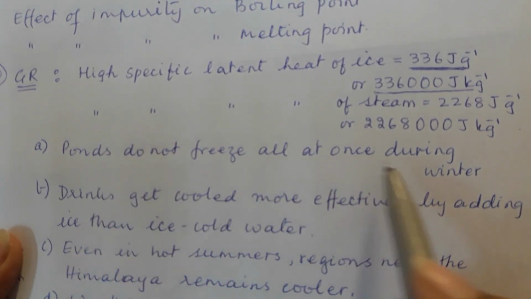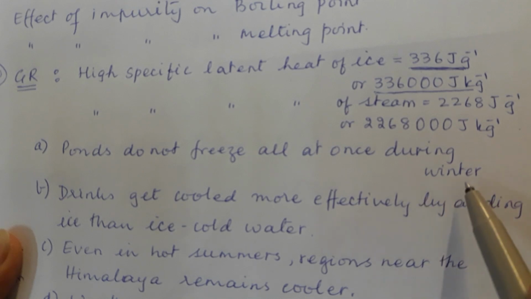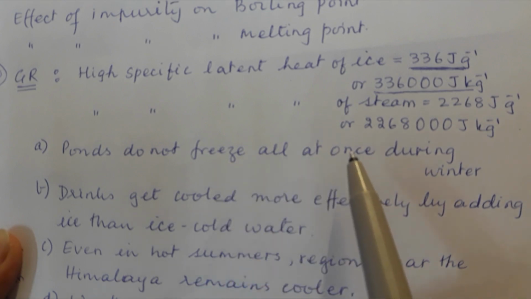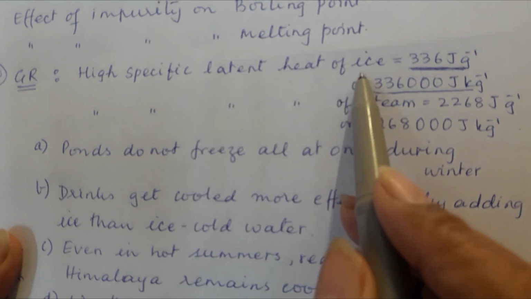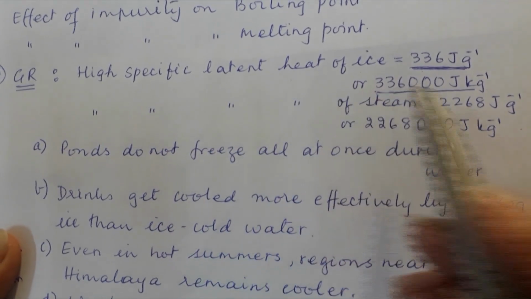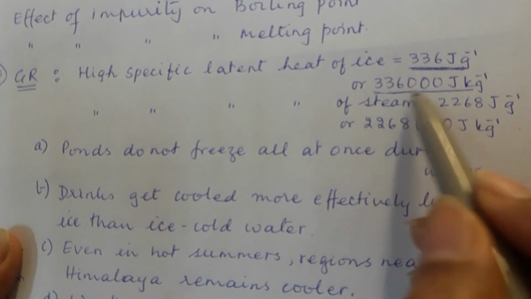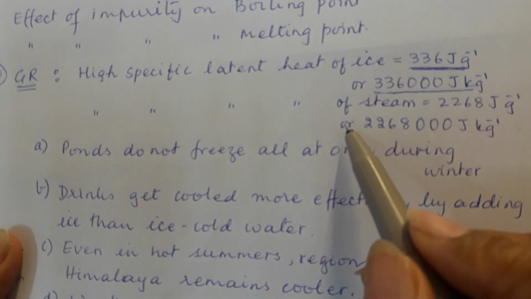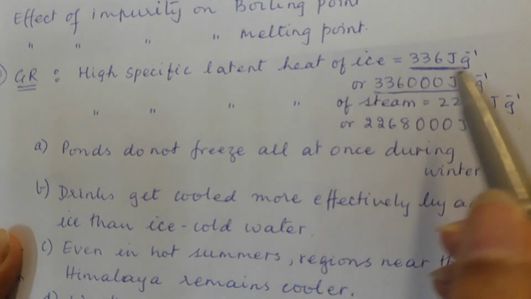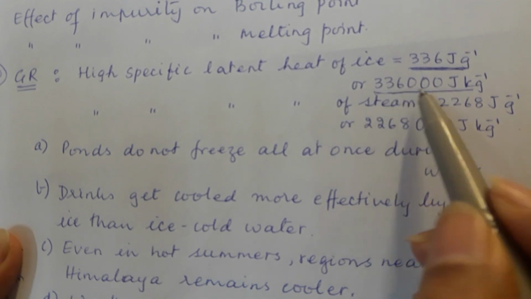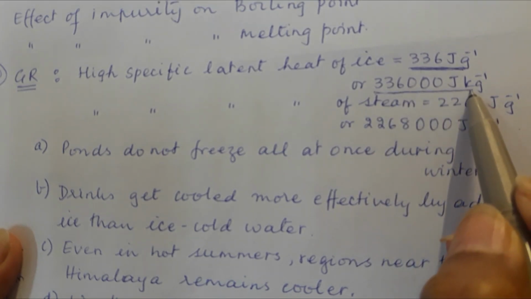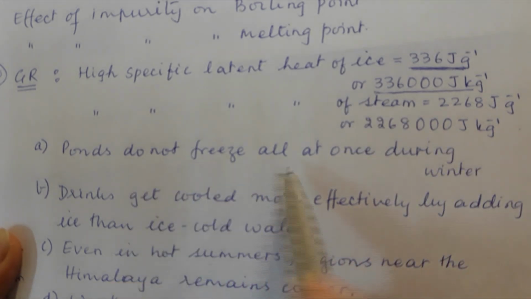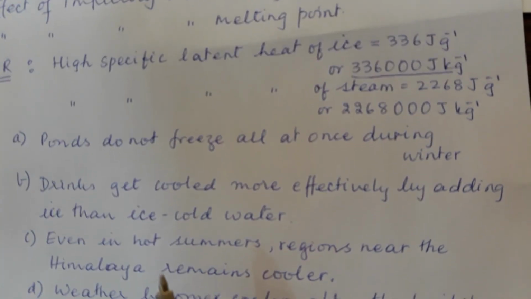Ponds do not freeze all at once during winter. Now when we write the answer for something like this, we know that during freezing water is going to liberate heat. So you start with ice has very high specific latent heat of fusion, which is 336,000 joule per kg. Hence each kg of water at 0 degrees C is going to liberate or give out 336,000 joules of heat energy in order to become 1 kg of ice at 0 degrees C, and thus it cannot freeze all at once.